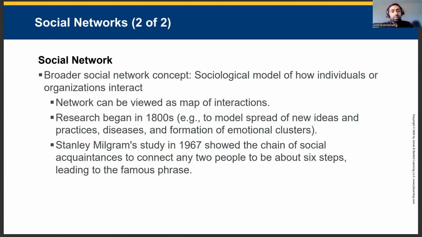Beyond online platforms, social networks are sociological concepts. They map interactions among individuals or organizations. Research into networks goes back to the 1800s, exploring how ideas and behaviors spread. Stanley Milgram's famous 6 degrees of separation study showed that most people are linked through short acquaintance chains.